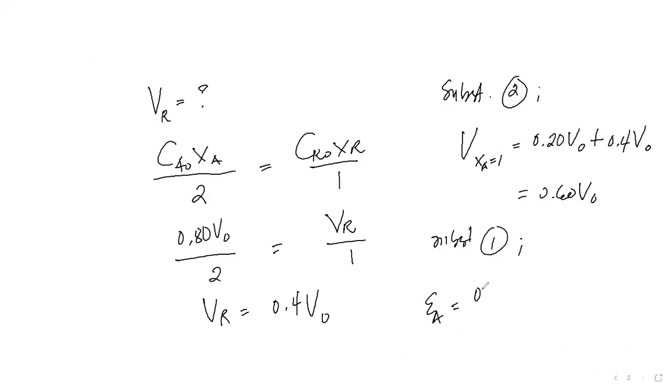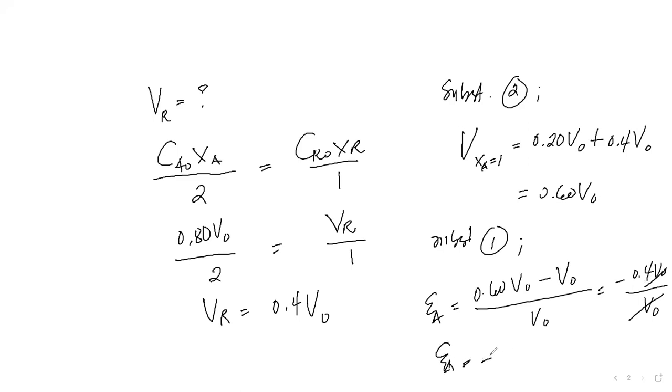So you have 0.6 V_O minus V_O all over V_O. So in this case, you have a negative 0.4 V sub O over V sub O. Now, you may wonder, why is this negative? Is this not acceptable? By the way, your epsilon A can be negative, it can be a whole number, it could be a fraction. So we now cancel the V sub O, and your epsilon A is equal to negative 0.4.